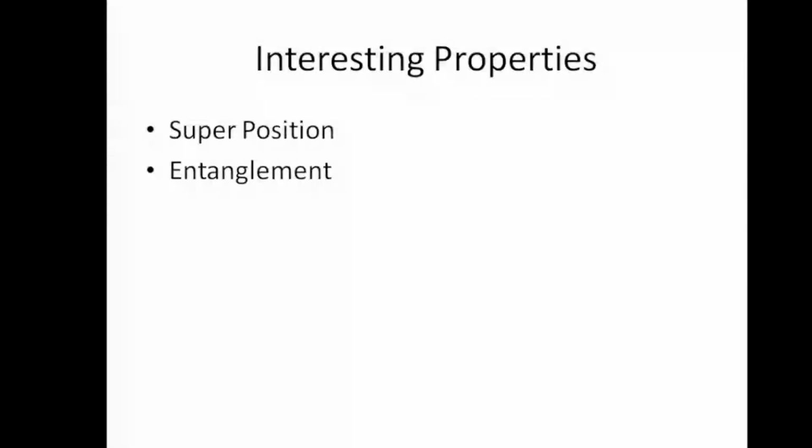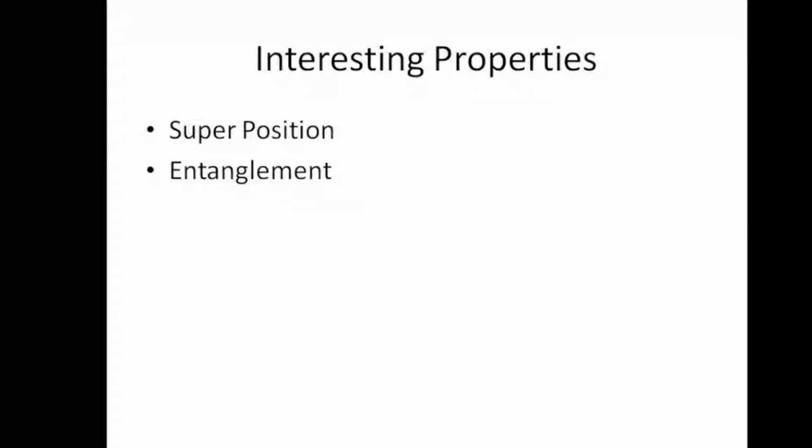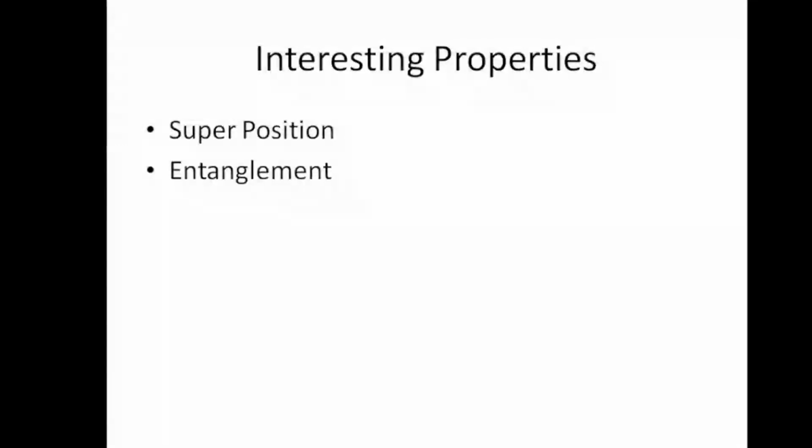Second thing is entanglement. Entanglement is a property where if we take 2 qubits and we entangle them, that means both are non-separable. Non-separable means if we are performing some operation on a qubit, then the other qubit will also get affected. So let's say if we manipulate the value of a qubit, then the other entangled qubit will also get affected with it.